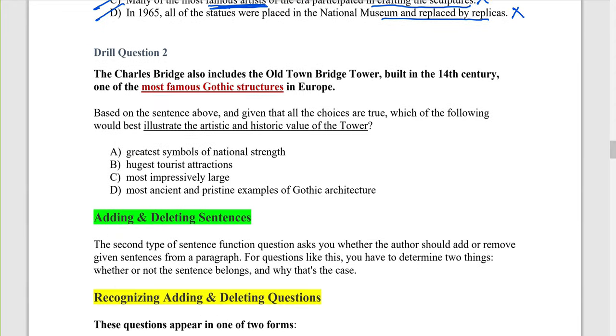Okay? Let us go to drill question two. Who's going to read drill question two? I need people to read. The Charles Bridge also includes the Old Town Bridge Tower, built in the 14th century, one of the most famous Gothic structures in Europe.